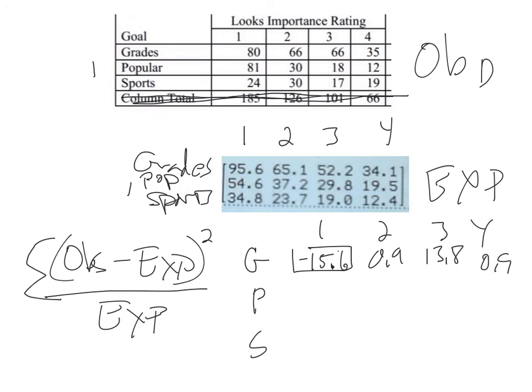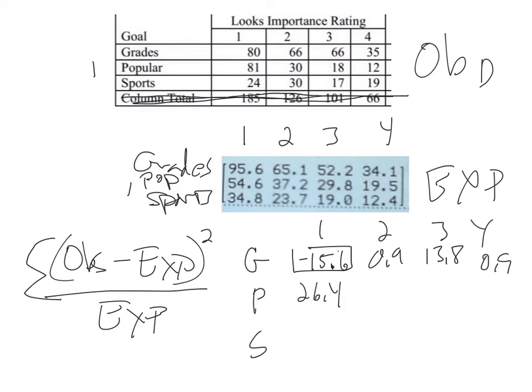So 81 minus 54.6 is some number, and I don't know if I can do that in my head right now. I'm going to cheat and use a calculator. Let's see here. So I'm taking 81 and I'm subtracting 54.6. 26.4.